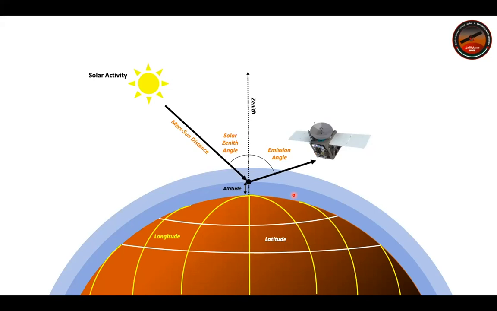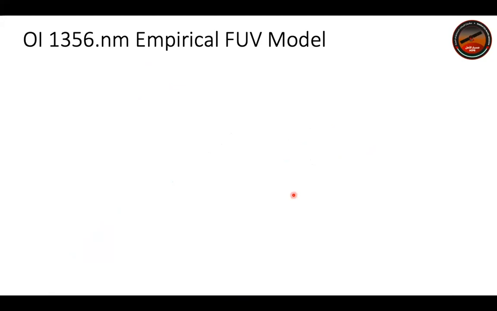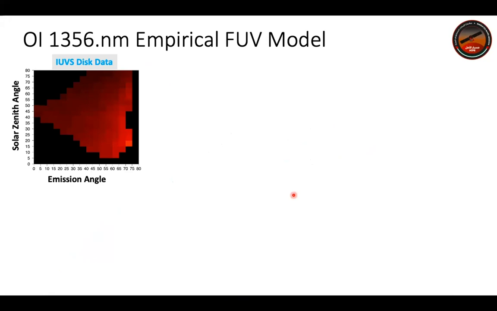So here I would present the results from the empirical model that I have for oxygen 135.6. First of all, this is a graph, an image that shows the brightnesses. So these colors are the brightness. We have on the x-axis the emission angle. We have on the y-axis the solar zenith angle.